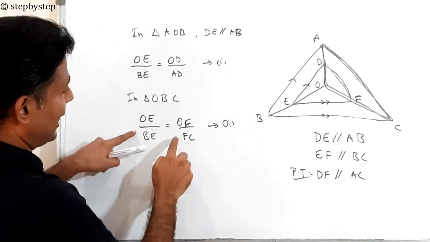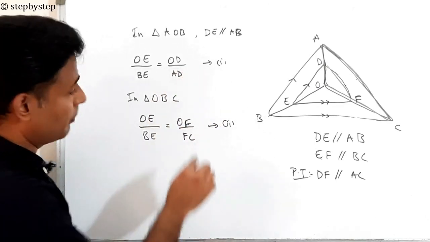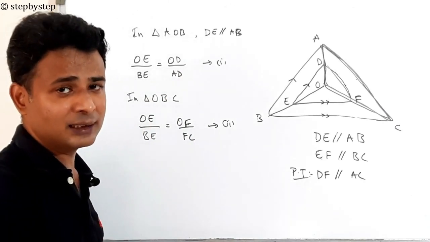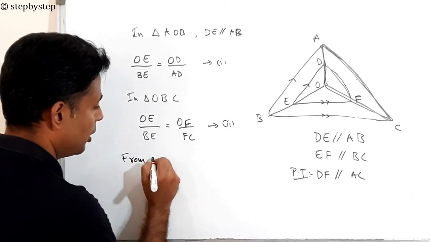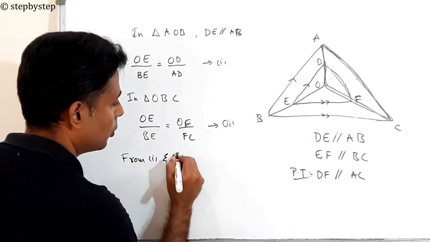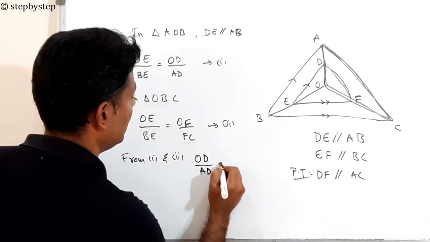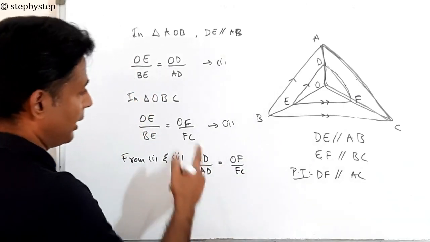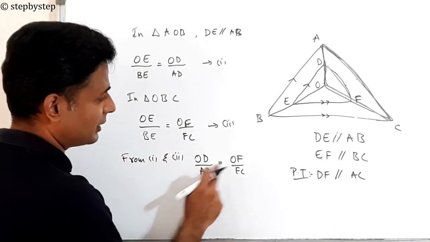So this is equal to this, and this is equal to this. Therefore, this will be equal to this. Why? Because this and this are equal to the same thing. If you remember from 9th standard Euclid's geometry, things which are equal to the same thing are equal to each other. So how do you write? From 1 and 2, OD by AD equal to OF by FC, because of Euclid's geometry. Why? Because both of them are equal to the same thing. So we get this by this equal to this by this.